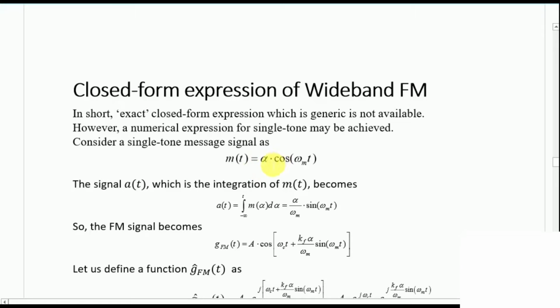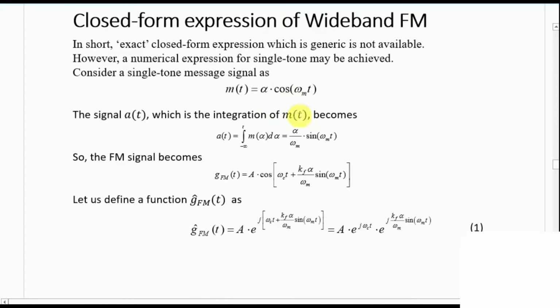It has an amplitude of alpha, and the message is alpha cos omega_m t, where omega_m is the frequency in radians per second for the message signal. We have to pass the message signal through an integrator. If we pass it through an integrator, the cos would turn to sine, and the argument would be in the denominator, so we have alpha over omega_m sine omega_m t, right? And this is placed over here multiplied by a constant k_f.